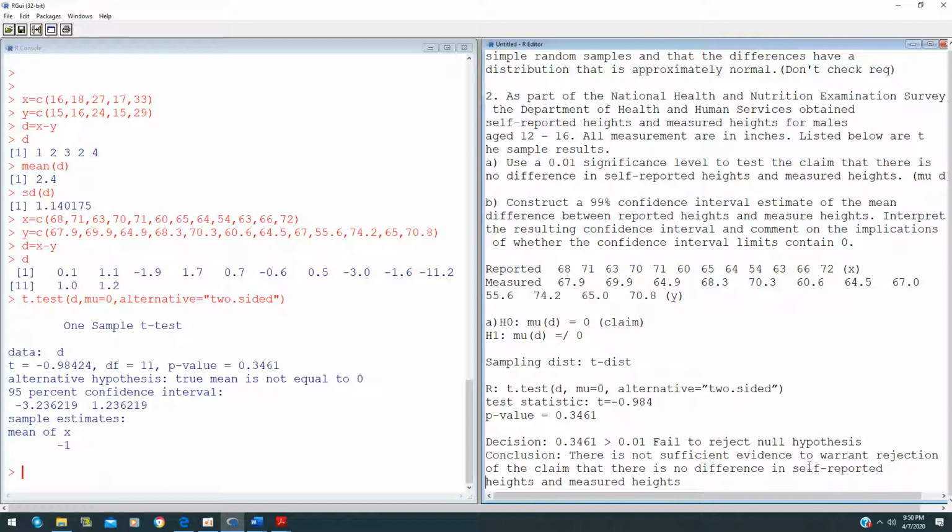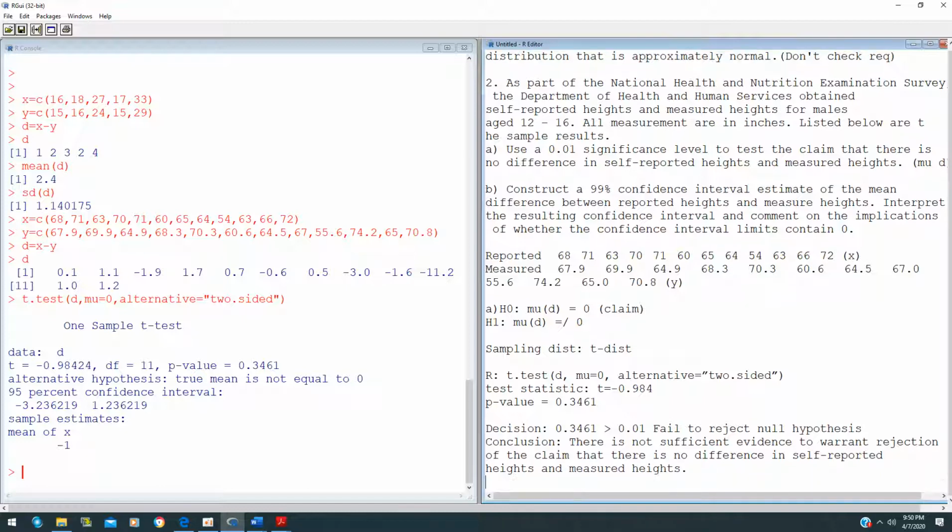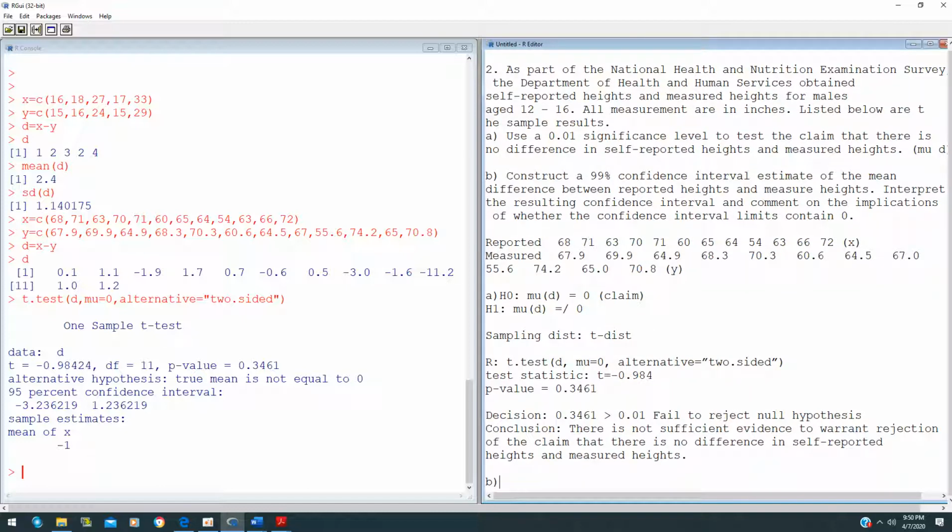Don't forget this has 2 questions, and now we're going to do question B. So in order for us to do question B is where you perform a 99% confidence interval, and then you have to interpret these results and then comment on the implications of whether the confidence interval contains 0 or not. So how do we find a 99% confidence interval in this case? Again, we're going to use R.